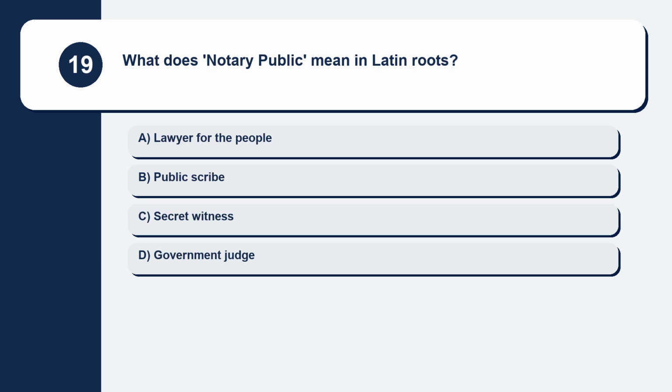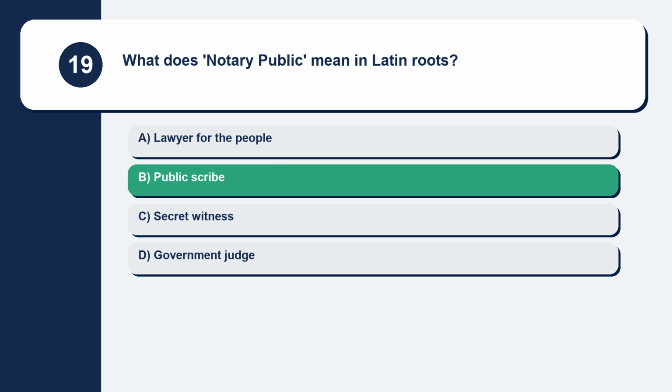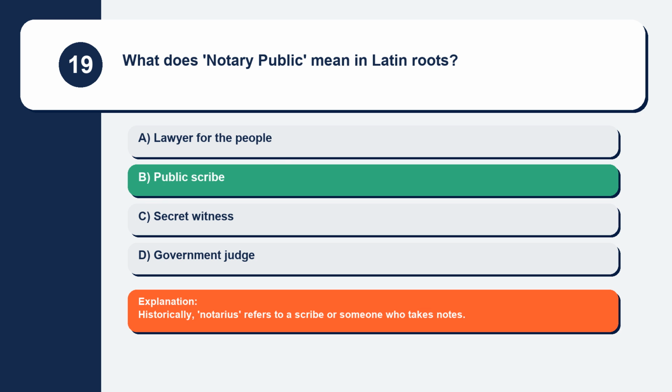Question 19. What does notary public mean in Latin roots? Lawyer for the people. Public scribe. Secret witness. Government judge. Historically, notarius refers to a scribe or someone who takes notes.